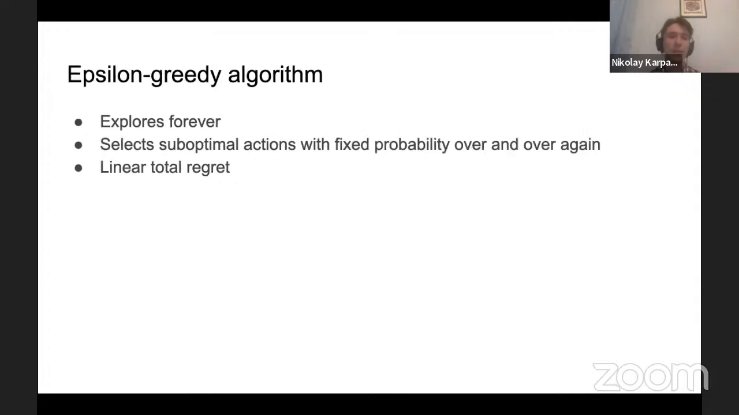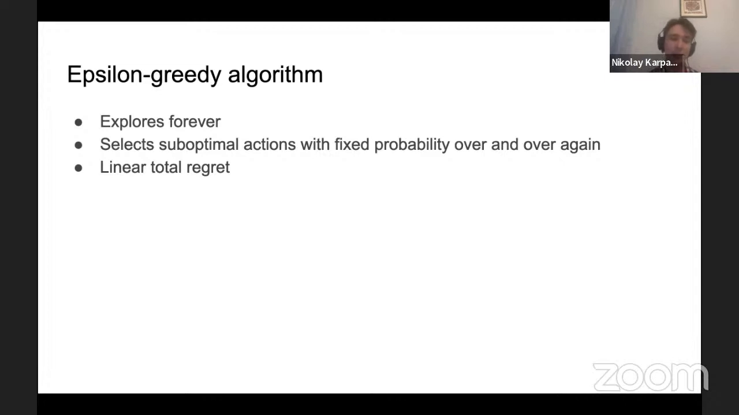So now let's move to the epsilon greedy algorithm. Epsilon greedy with a constant epsilon is somewhat similar in terms of performance. It explores forever. For example, let's say we have a 20% probability that we select a random action. The total regret here would also be linear, because with a constant probability of 20% we would not select the best action. Even though we may know the best action, we would not select it. We would select random actions with 20% probability.